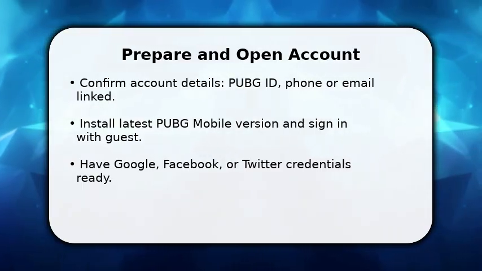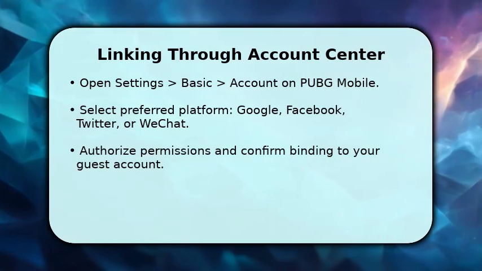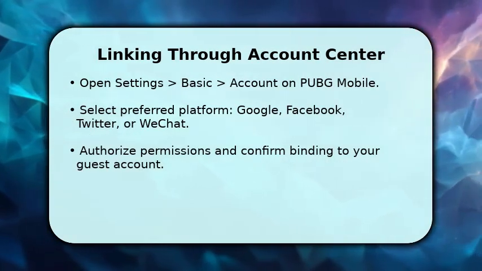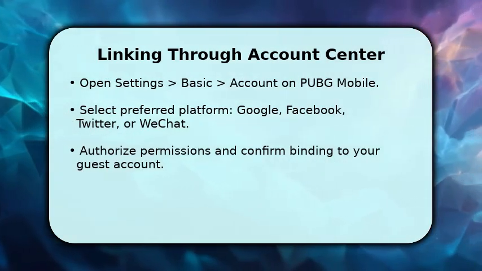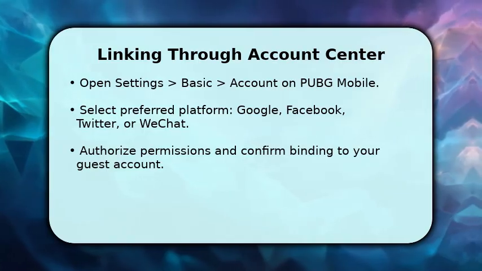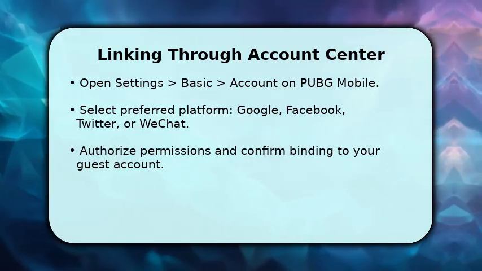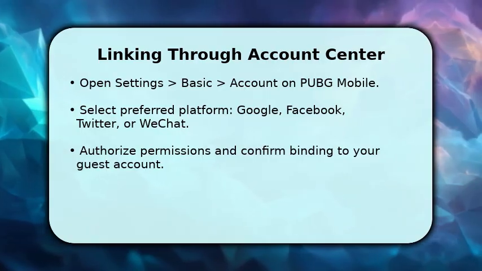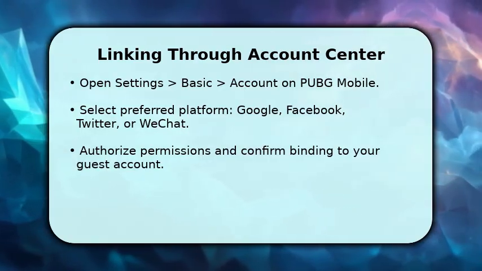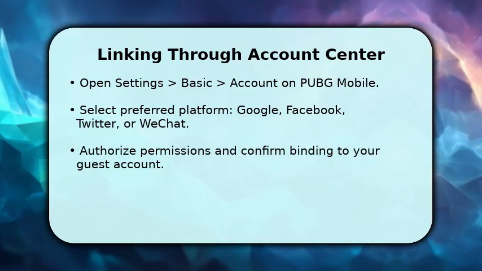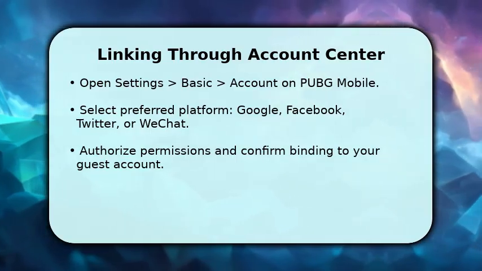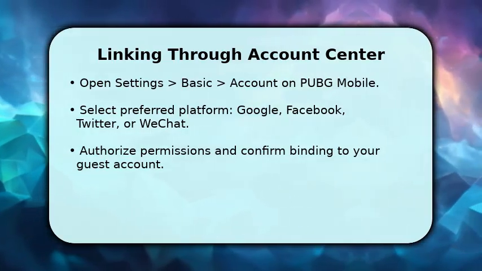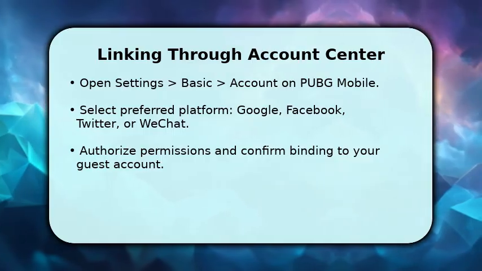You navigate to Settings, then Basic, then Account, and tap Binding or Link Account. Next, choose the platform you want: Google, Facebook, Twitter, or WeChat. Depending on region, pick one that you'll keep long-term. When prompted, allow the app permissions and sign into that external account. This authorizes PUBG to associate your progress. Make sure you confirm the binding prompt, otherwise the guest account stays unlinked.